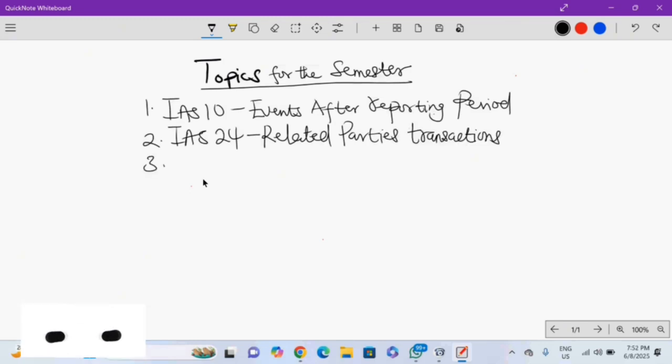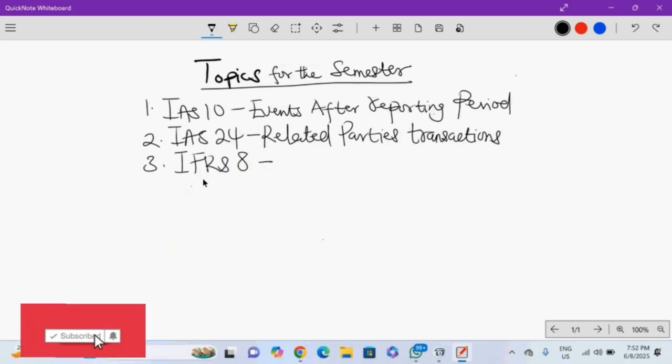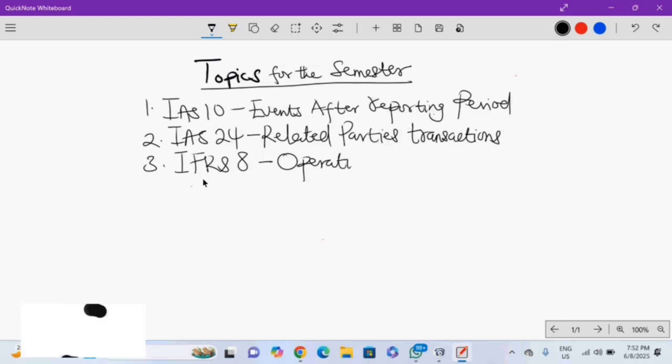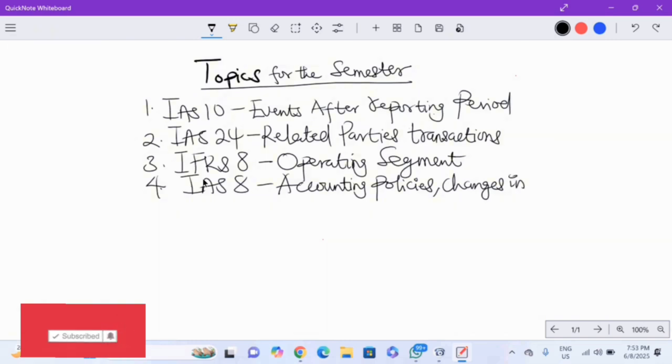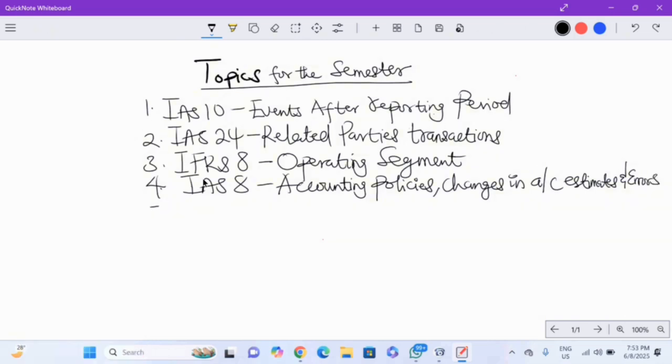For the introduction and the theories, I'll urge everyone of us to go and have a look at it. Then we can have IFRS 8, which is operating segments. You can also have IAS 8, which would be accounting policies, changes in accounting estimates, and errors.